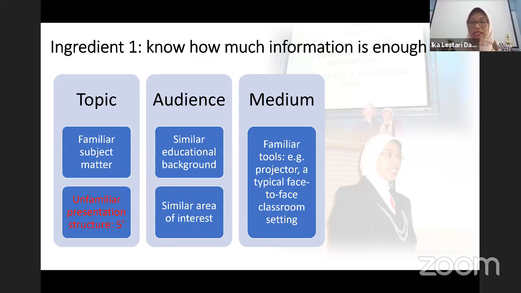And the audience, they have the same background as me, as practitioners or experts in English language teaching. So the audience and I share a similar area of interest. And what about the medium? The medium, the tools that we used at that time were a projector, and there was no mic at that time, and the setting was a face-to-face classroom setting.